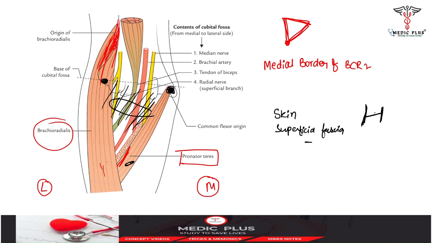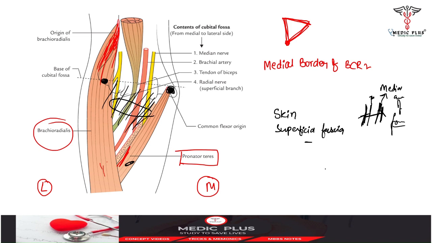On the lateral side, what can we appreciate? This is the lateral side, and here we can appreciate a nerve. This is the lateral cutaneous nerve of the forearm. Now on the medial side, what is the name of this nerve? This nerve is known as the medial cutaneous nerve of the forearm. Okay, understand?